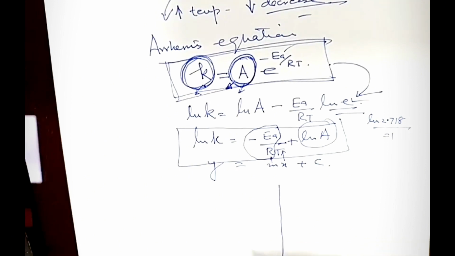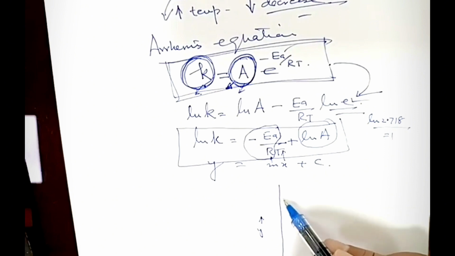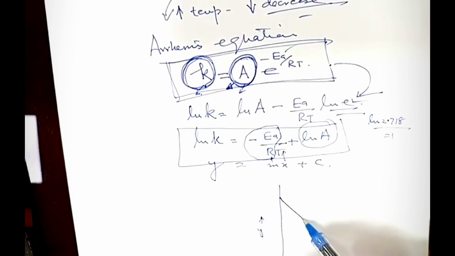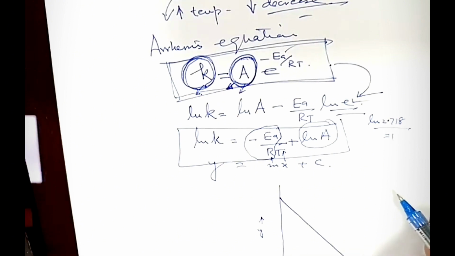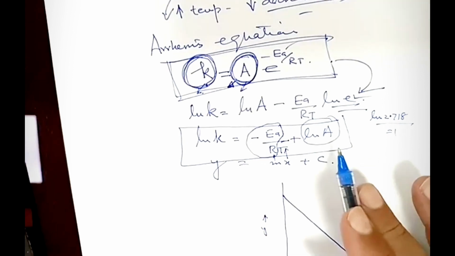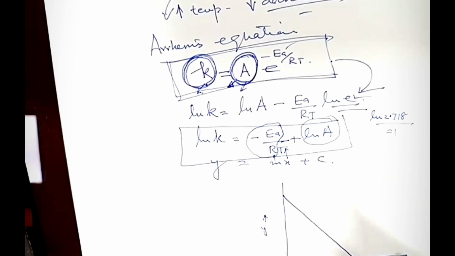If we draw this straight line equation, we may get this type of profile. So this is the y-axis, the dependent variable, and 1 over T, absolute temperature, is the independent variable. So this is a negative slope. Therefore, we will get this type of straight line. If it were positive, we would take a straight line like this. It has an intercept, therefore it will not pass through the origin.